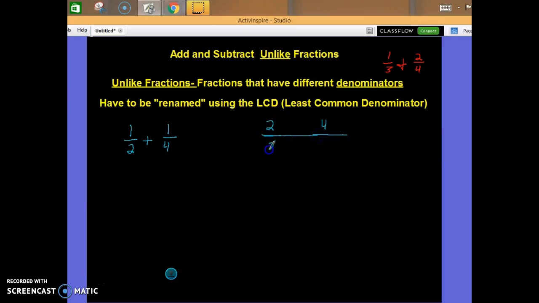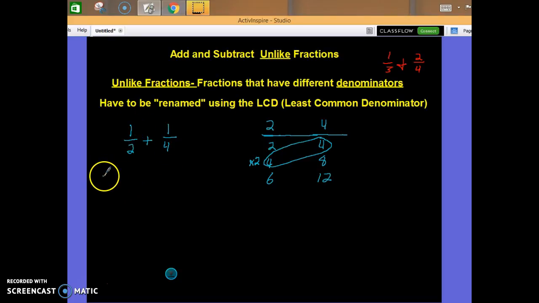So 2 times 1 is 2. 2 times 2 is 4. Times 3 is 6. And then the same thing, 4 times 1 is 4. 4 times 2 is 8. Times 3 is 12. And we're going to find what numbers these two columns have in common. And the answer is this 4 right here, because 2 times 2 is 4, and 4 times 1 is 4. So our least common denominator is going to be this 4.